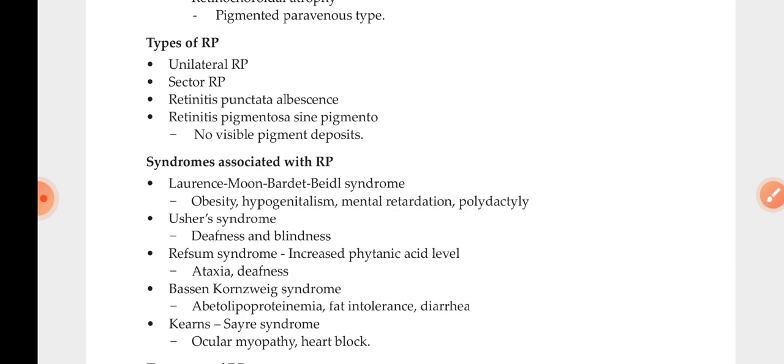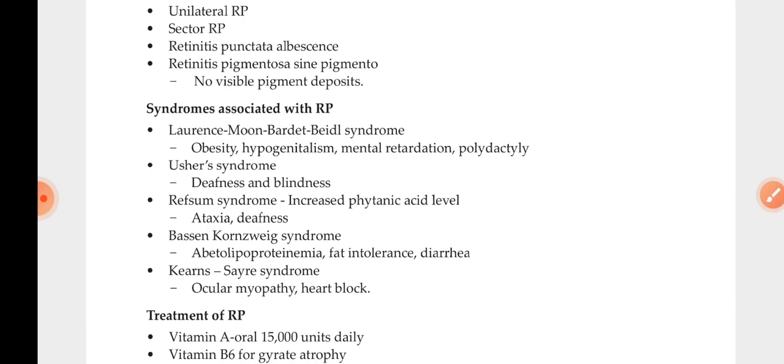Syndromes associated with retinitis pigmentosa: Laurence-Moon-Bardet-Biedl syndrome, with obesity, hypogenitalism, mental retardation and polydactyly. I have seen one case of Bardet-Biedl syndrome in a pediatric ward in my hospital. At that time I didn't know much, but now I can read it. Again: obesity, hypogenitalism, mental retardation and polydactyly.